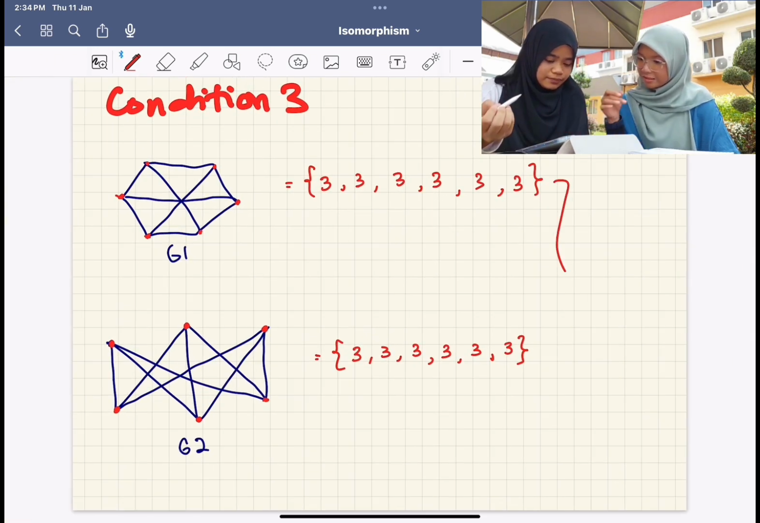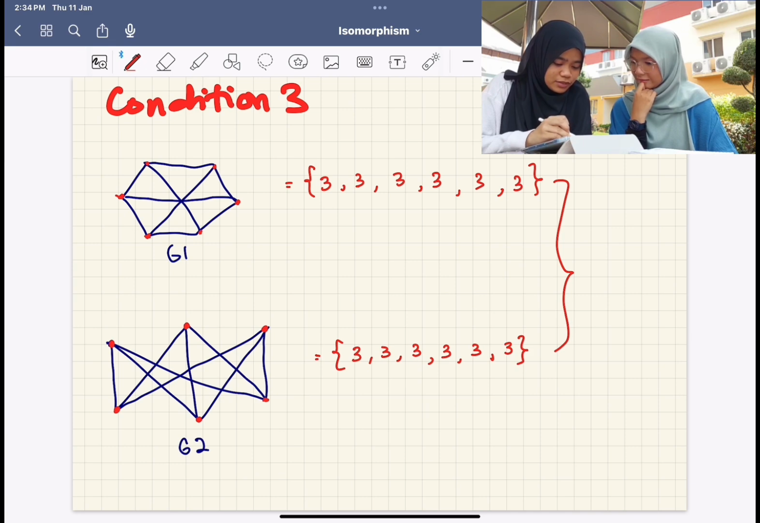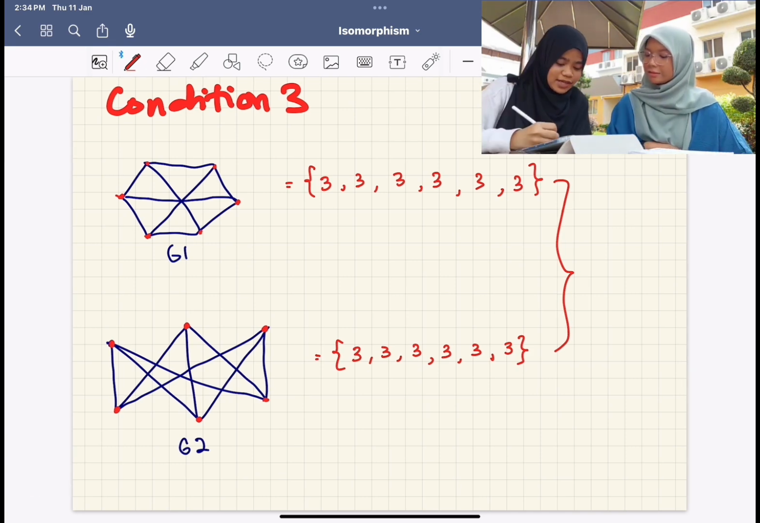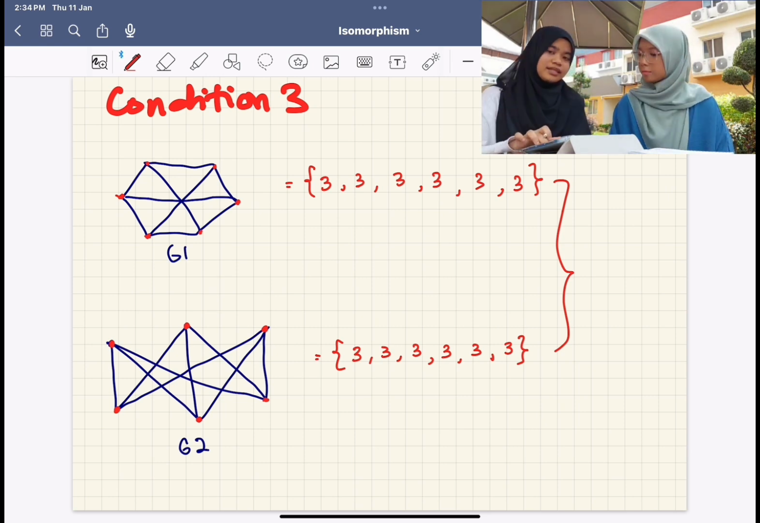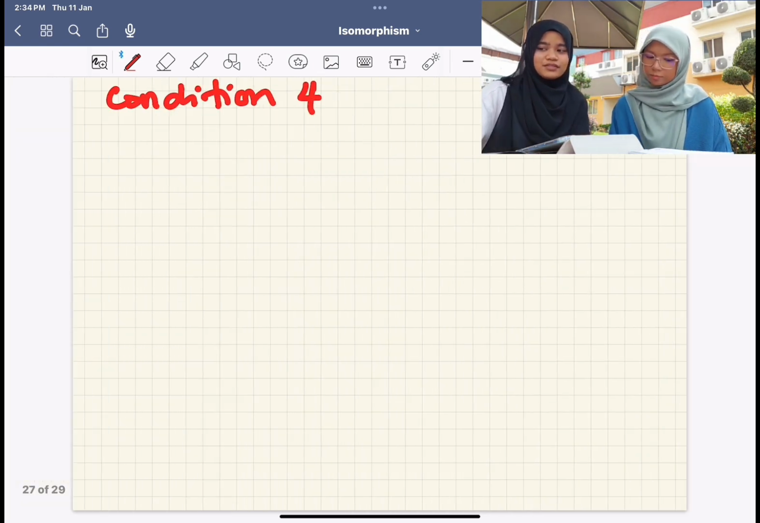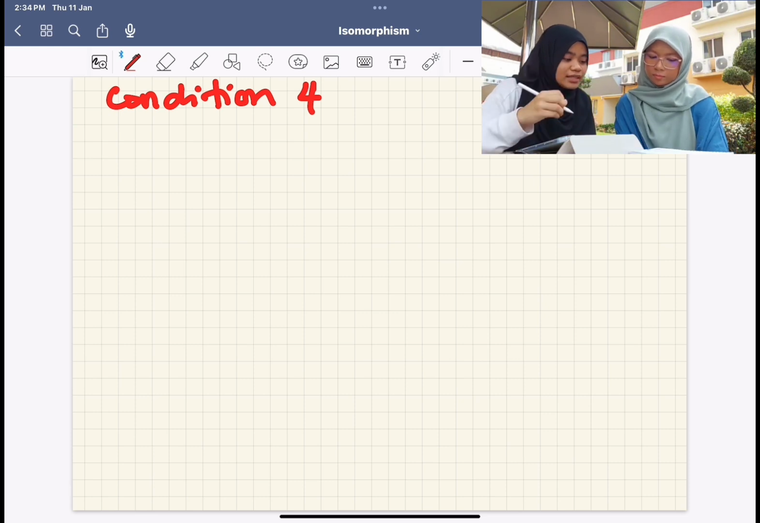We have 6 in the sequence, right? Yeah, they are both 3, 3, 3, 3, 3, 3. And here also 3, 3, 3, 3, 3, 3. So it satisfies condition 3. And then we can move on to condition 4, which is where we count the cycle length.